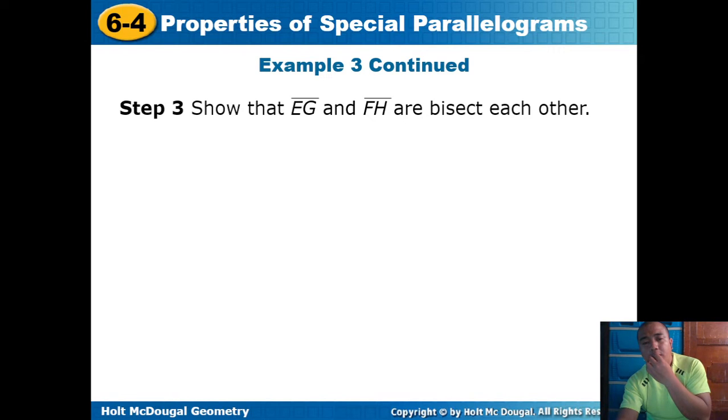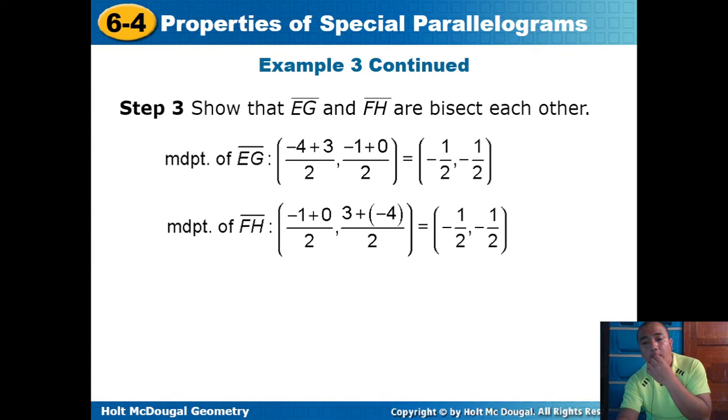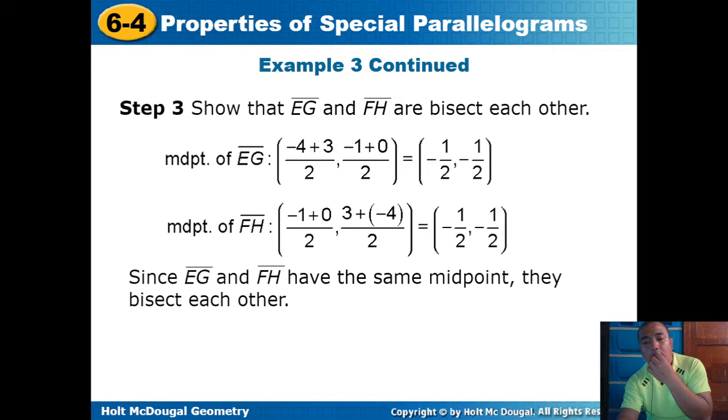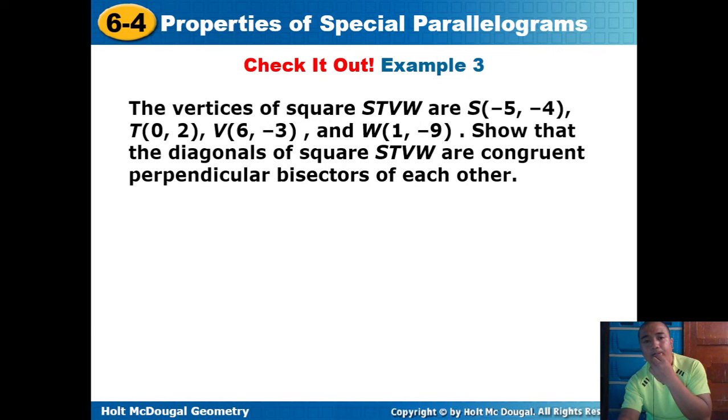Okay, show that EG and FH bisect each other. Midpoint lang, midpoint. -1/2, -1/2. Midpoint of FH is also -1/2, -1/2. That means they bisect each other. Okay, so the diagonals are congruent perpendicular bisectors of each other.